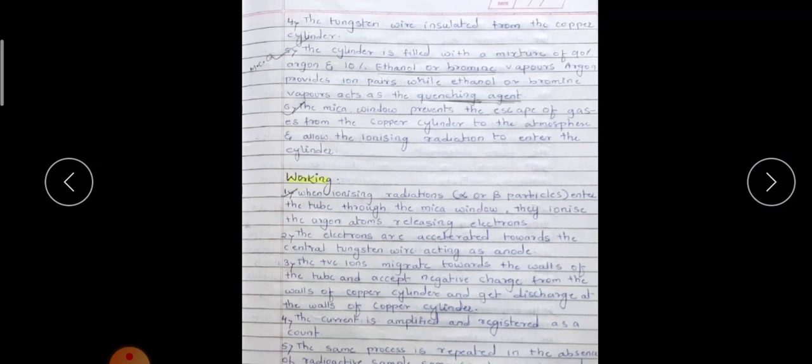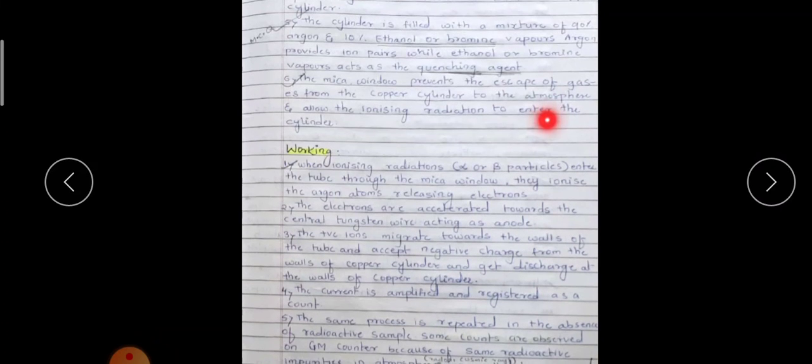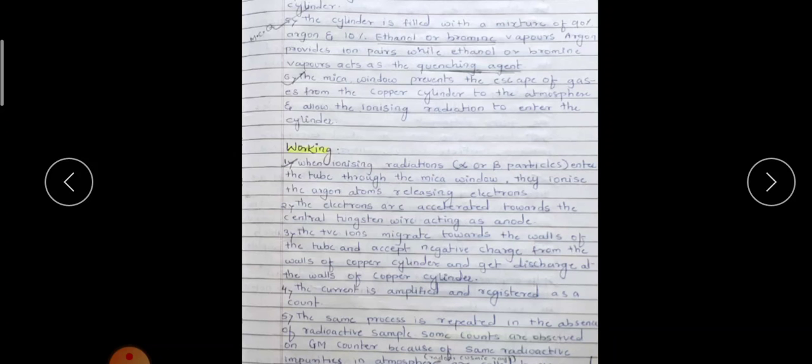Argon provides ion pairs while ethanol or bromine vapors act as a quenching agent. The mica window prevents the escape of the gases from the copper cylinder to the atmosphere and allows the ionizing radiation to enter the cylinder. That we have already seen during the diagram. Very simple construction is there, and a simple explanation is there. This is about the construction that we have written in short. For the MCQ purpose, which mixture of the gas is used in the cylinder in the Geiger-Müller counter, that may come.